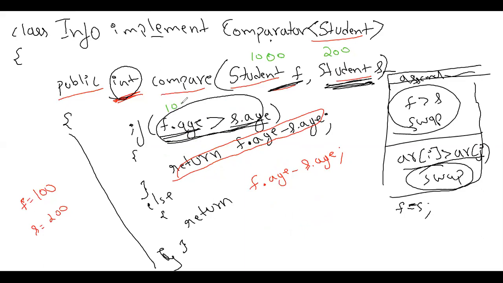That is 1000. Is 1000 greater than 200? Yes. If the condition is true, what are you doing? We are doing f dot age, which is 1000, minus s dot age, 200. 1000 minus 200 is 800. You are returning a positive value. 800 is a positive value. And if you return a positive value, it will swap. And yes, our first number and second number should be swapped because the first is greater.